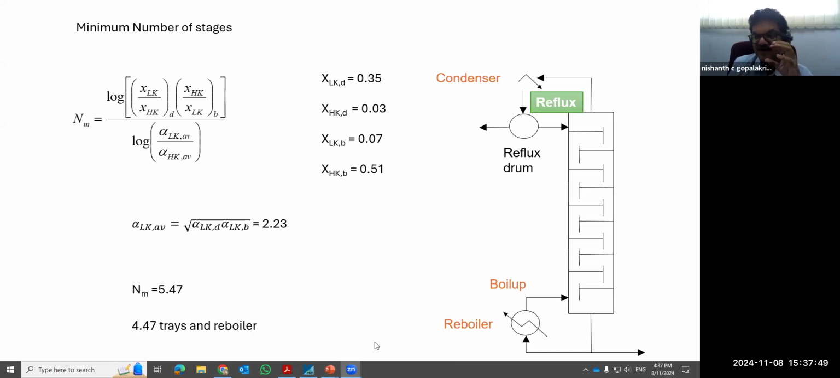My question is clear, right? Based on the calculation, I need 4.47 trays, but we cannot, or at least we think we cannot, put a fraction of a tray. Agree? So you either put 4 trays or 5 trays. So for the minimum number of trays, should we consider that as 4, 4.47, or 5? What do you think?